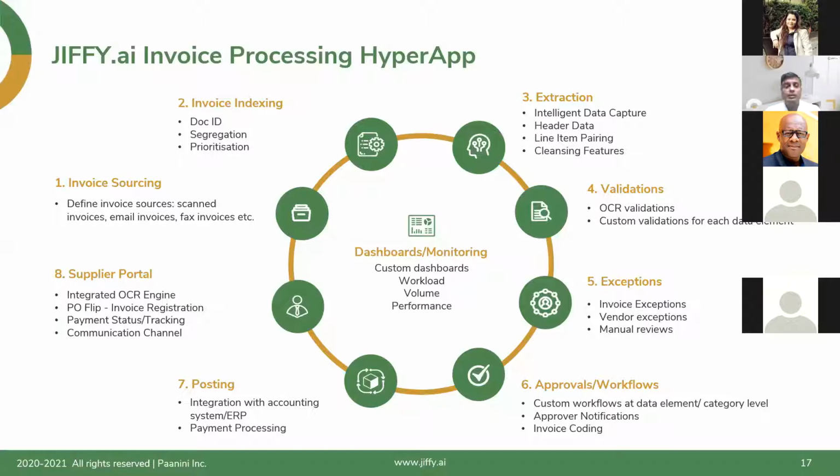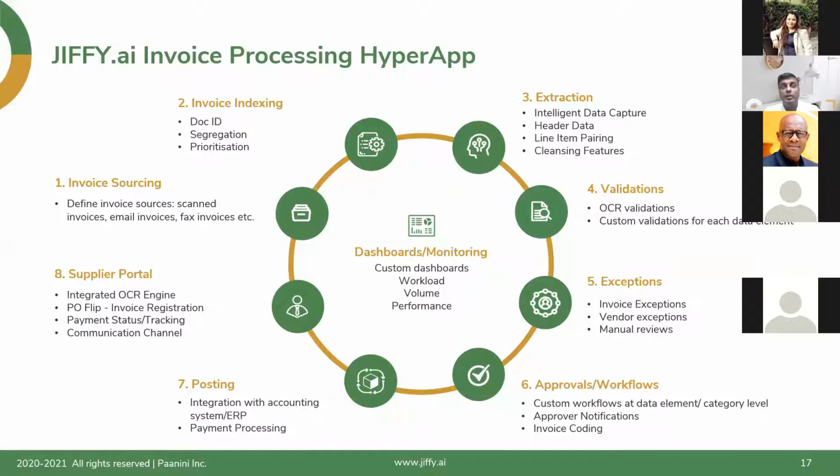And when there are exceptions, as you saw in the last slide, there will be exceptions. There could be a PO mismatch. You could set thresholds maybe on the number of items where there is a mismatch. You could set percentages. After that, when any exception comes, how do you route it to different people in the organization to approve and review? So there is a BPM capability required here. And then finally posting it into ERP.